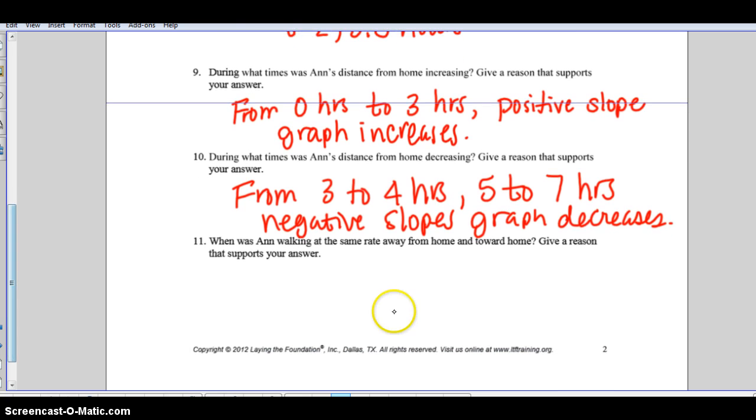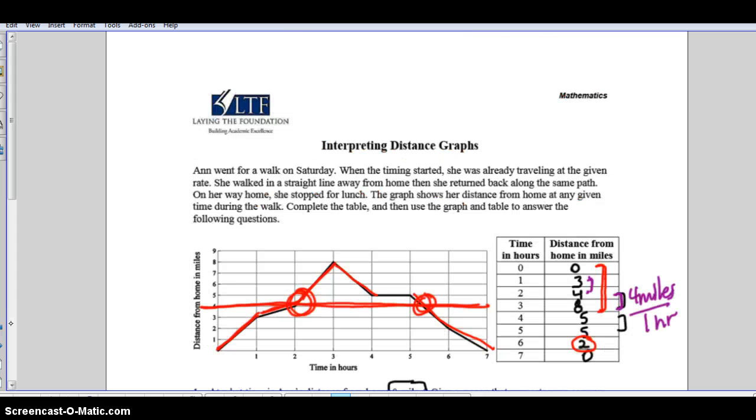And the last question says, when was Anne walking at the same rate from home and towards home? That's when the slopes would be the same, and that's when she covers the same distance. So from 0 to 1, from 3 to 4, and from 5 to 6, all go 3. You can write those down.